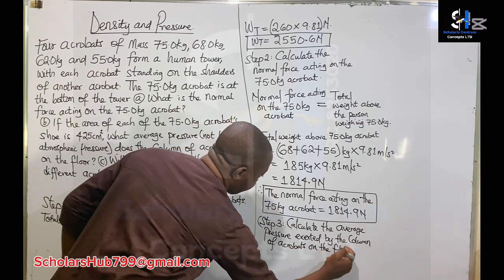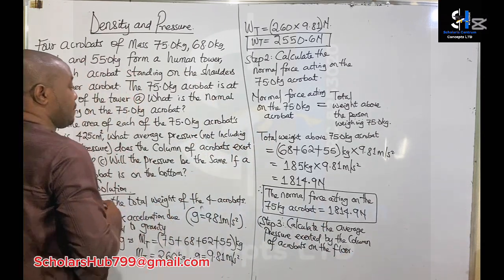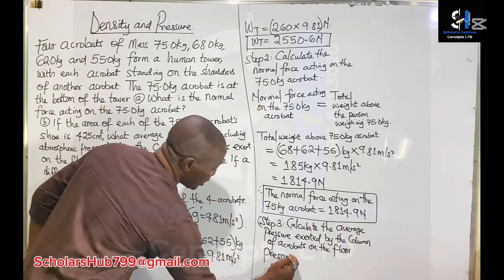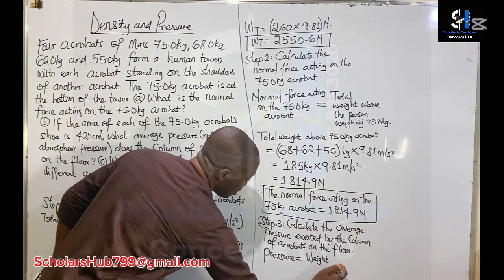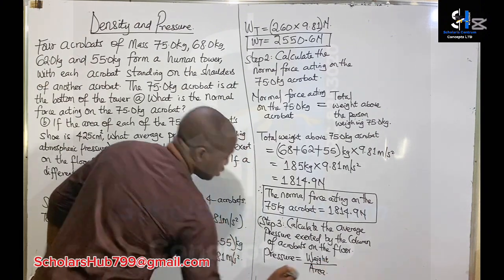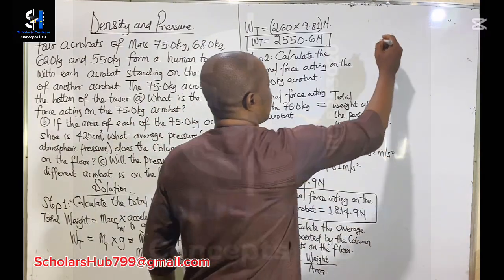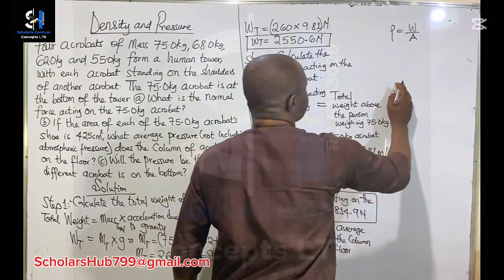On the floor. So in this case, we know that pressure measures weight per unit area. That is weight per unit cross-sectional area. So we can say that P equals W over A.